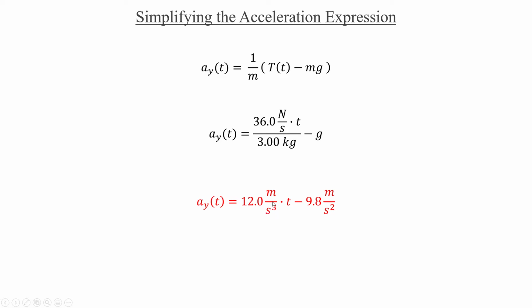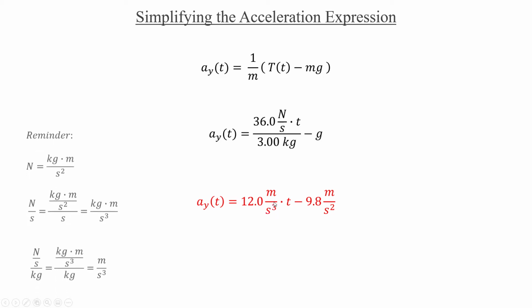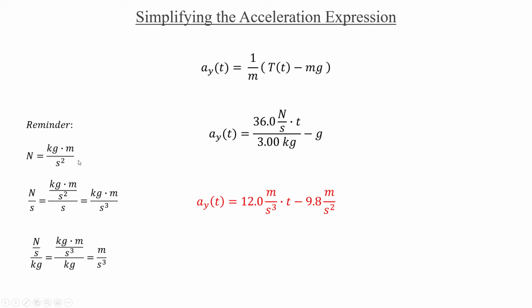And in case you're not familiar with how I went from Newton per second divided by kilogram to this expression here with meters per second cubed, here's a quick reminder. We have the expression for newtons, and we have a simplification of the expression for Newton per second. So if we take that expression and divide it by kilograms, we end up with meters per second cubed. And that's what we were looking for. That was the big piece.